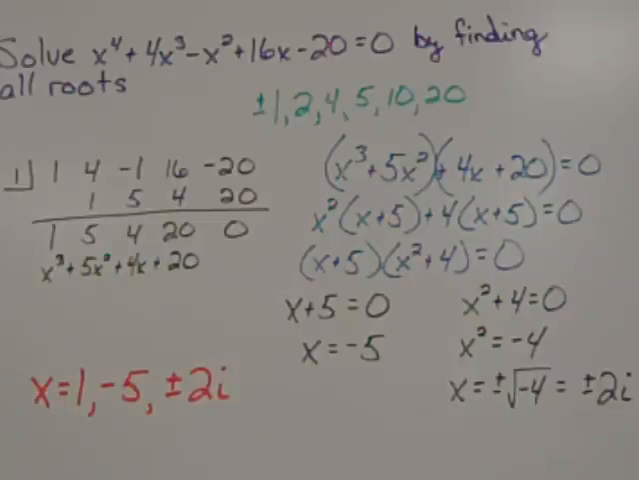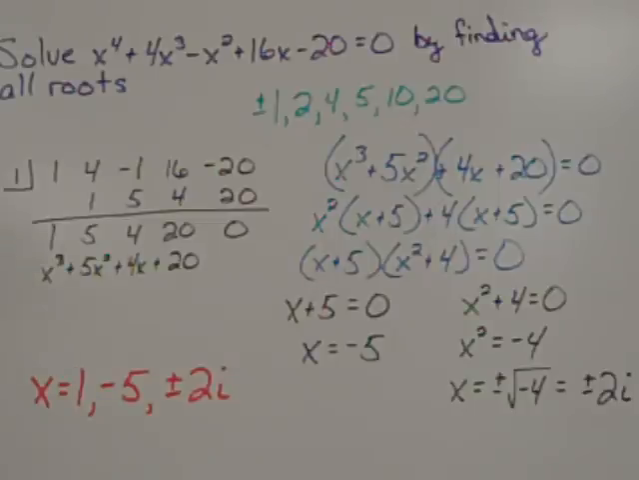Last example, same as the previous one. Solve x to the 4th plus 4x cubed minus x squared plus 16x minus 20 equals 0 by finding all roots. Again, the first thing I tried was to factor it, and again, it did not factor. So I listed the factors of 20, and they are plus or minus 1, 2, 4, 5, 10, and 20. And I started doing synthetic division.